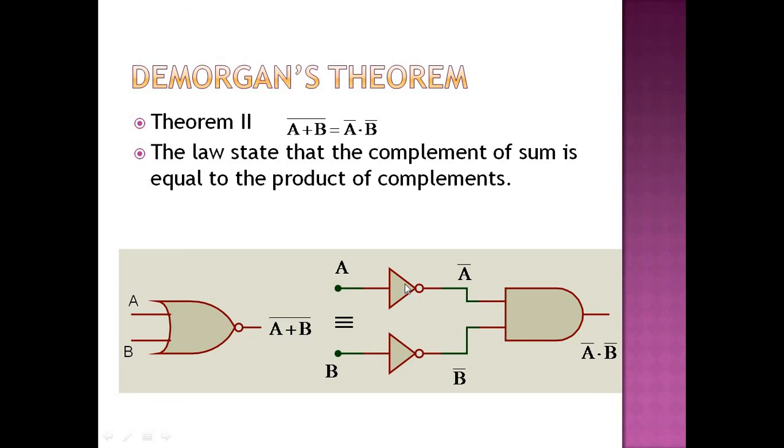So here we consider two inverters. One inverter has input A and the second inverter has input B. So the first inverter produces the output A bar and the second inverter produces the output B bar. Those A bar and B bar are applied to the AND gate and we get the output as A bar dot B bar. Again we have to prove it.